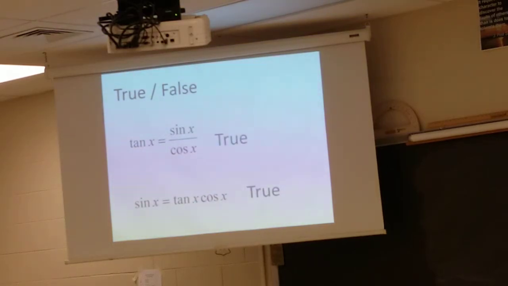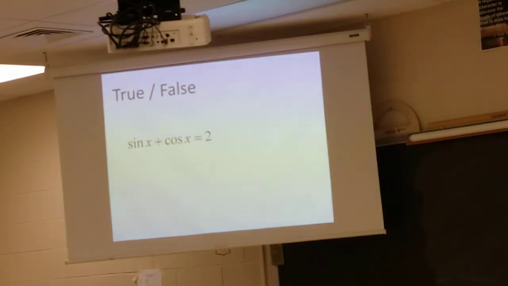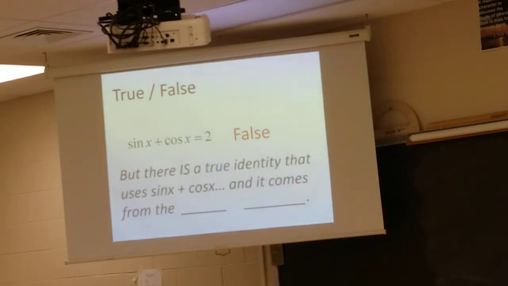One more, I think. Sine plus cosine equals 2. Now, we'll cut to the chase on this one. There is no reason that you honestly would know that this is false. But there is something true that uses sine plus cosine. What we're saying is that sine plus cosine does equal something. It's just not equal to 2.